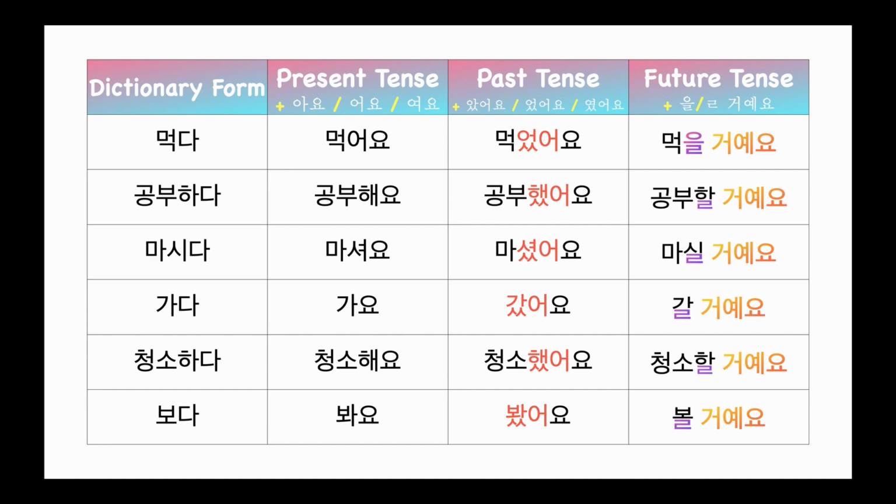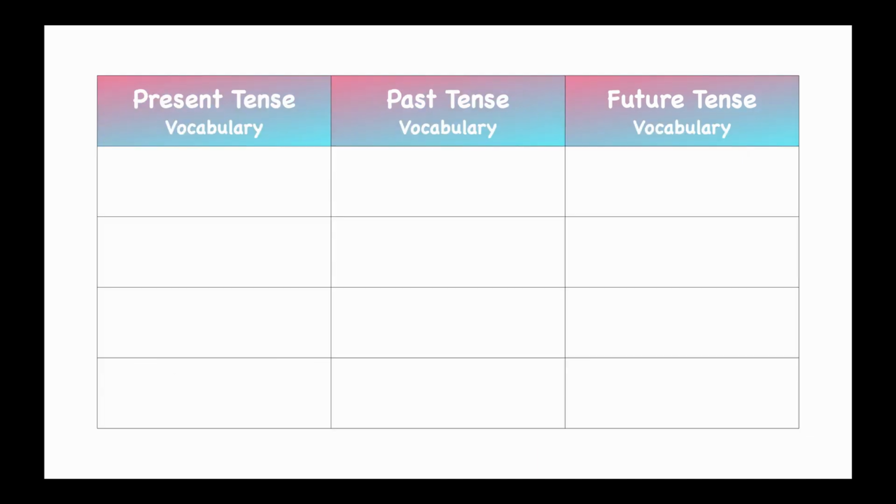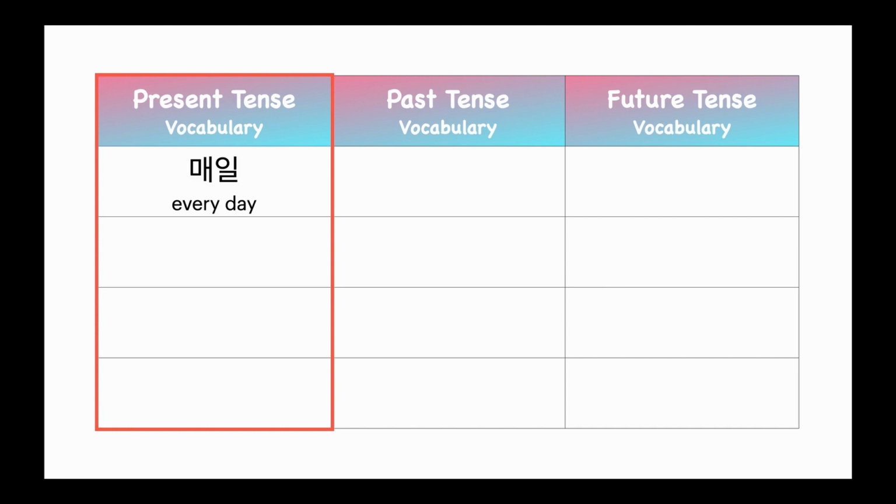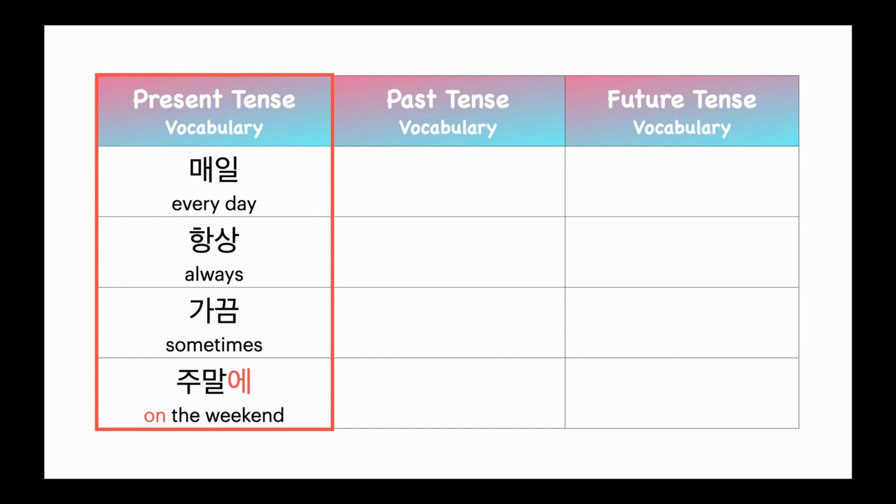Now let's go ahead and start making some sentences with some time adverbs. Our first round is going to be with present tense. So let's get 4 time adverbs in here that we can use to make our sentences more interesting. Let's start with 매일, every day. 항상, always. 가끔, sometimes. And 주말, weekend. And like how in English we usually say on the weekend, 주말 is usually said with 에, 주말에, on the weekend.